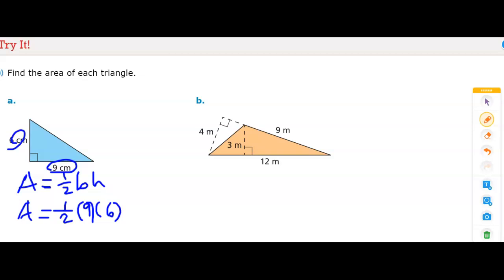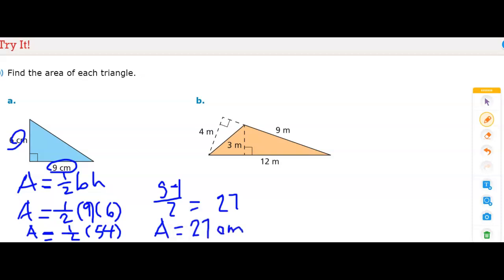You do 9 times 6, which is 54. I'm just going to show that. It's going to be 54. And then 1/2 of 54 is going to be our area. I'm just going to write it on the side. 54 divided by 2 is equal to 27. So the area of this triangle A is 27 centimeters. Let me write that a little better. Centimeters squared. And you have to always make sure when you're dealing with area, you put that exponent of 2 there.